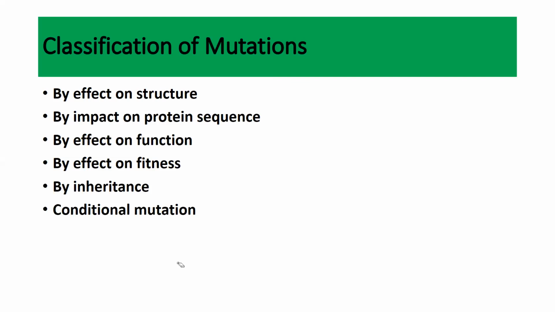Conditional mutations. Conditional mutations means there is a change in sequence, but that change in sequence comes into effect only when there are some particular conditions. For example, there are some temperature sensitive mutations. If a bacteria is, for example, grown at 30 degrees centigrade, it's okay. But when this bacteria is grown at 37 degrees centigrade, that temperature sensitive mutation may become active, and it could affect different biochemical processes of that bacteria.